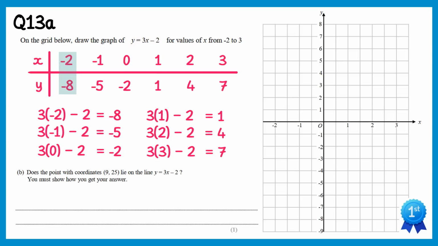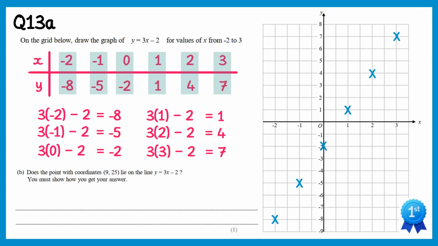Let's start with (-2, -8), which goes here. Then (-1, -5), which goes here. (0, -2), which is here. (1, 1), which is here. (2, 4), which is here. And finally (3, 7), which is here.